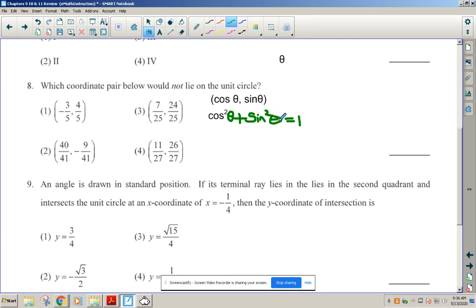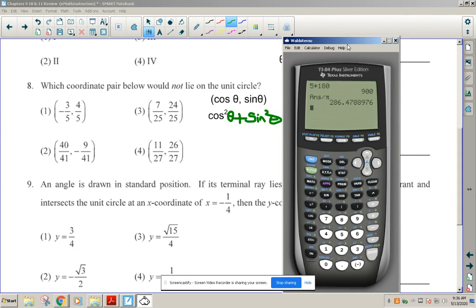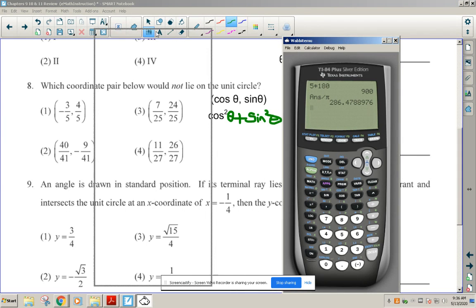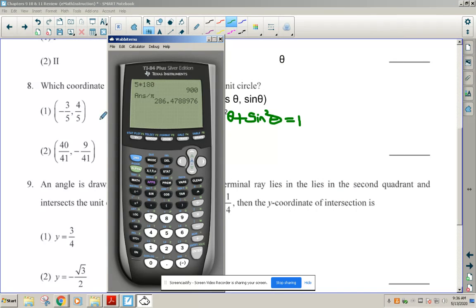That means what I need to do is take each one of these and square the x, and then square the y, add them up, and see if they equal 1. Now, if they equal 1, they lie on the unit circle. If they don't equal 1, they don't lie on the unit circle. So let's start with choice 1, and I'll go real slow right next to the choice.